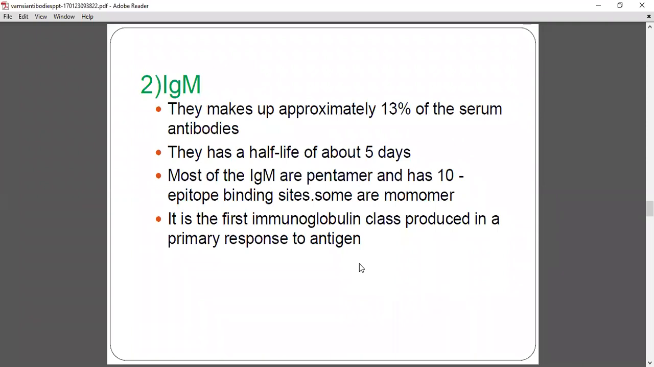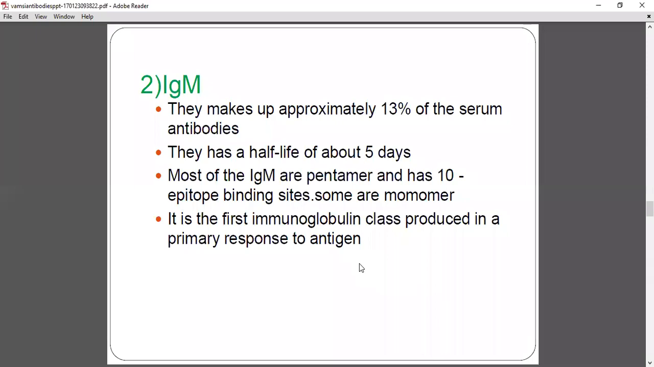IgM is the biggest immunoglobulin in the repertoire of immunoglobulins, and it actually constitutes 10 to 13% of the serum antibodies, and it has a half-life of about 10 days. This is on the lower side. It's normally 10 days and not 5, but some people in different cultures can have it as low as 5 days. And it is very crucial because it is the first indicator of exposure to a microbe. It is actually involved in the primary immune response governed by immunoglobulin secretion.